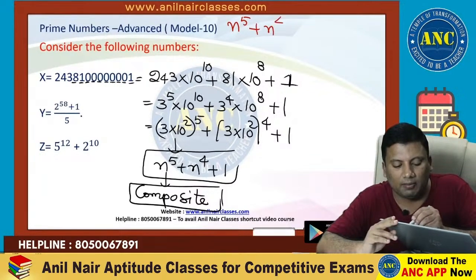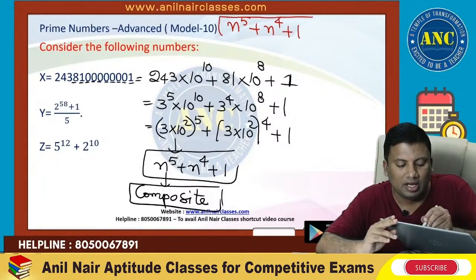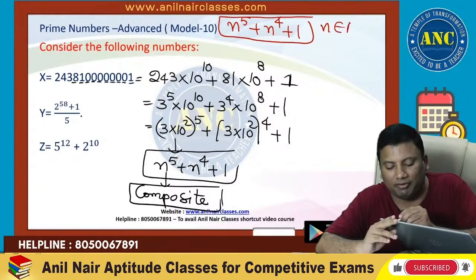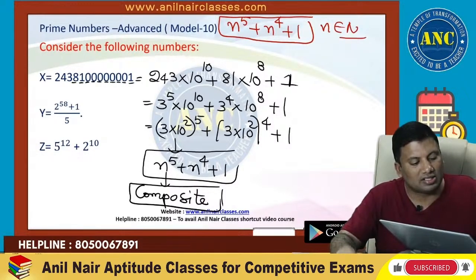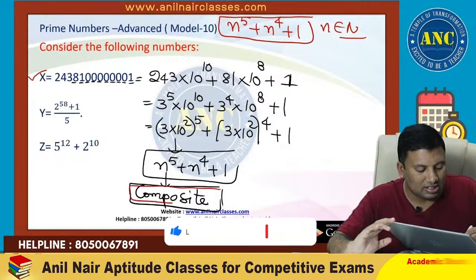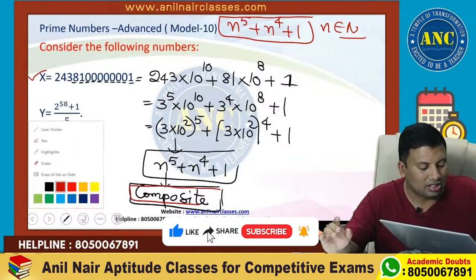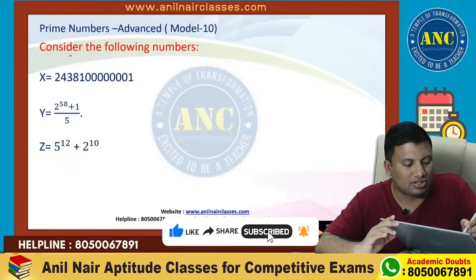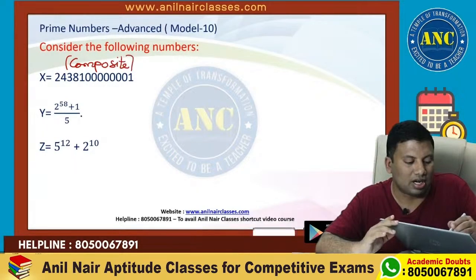Any natural number which is of the form n power 5 plus n power 4 plus 1 is always a composite number. So the answer for this question is composite. So the first one we got as composite.